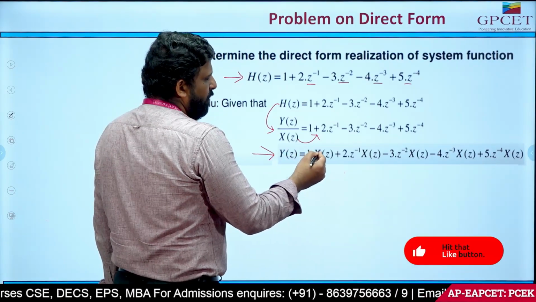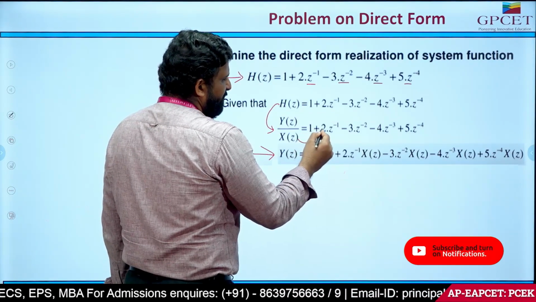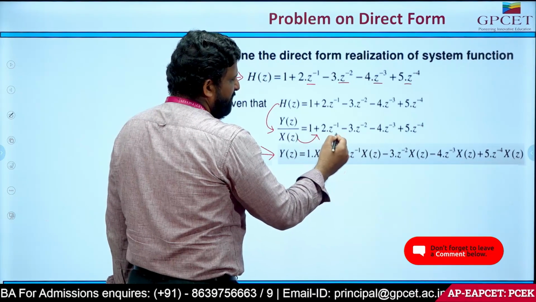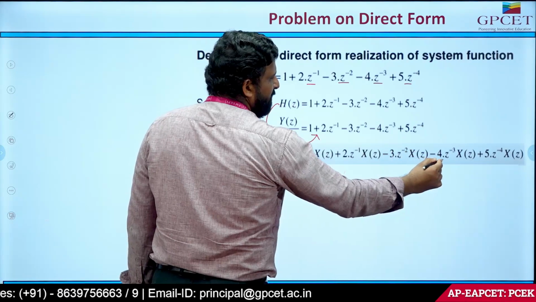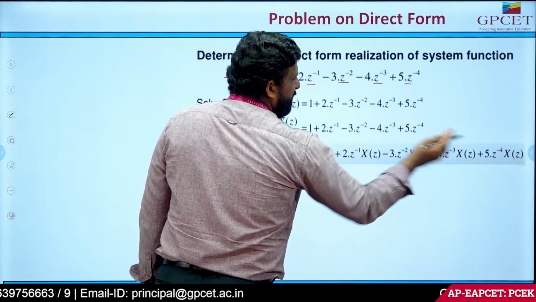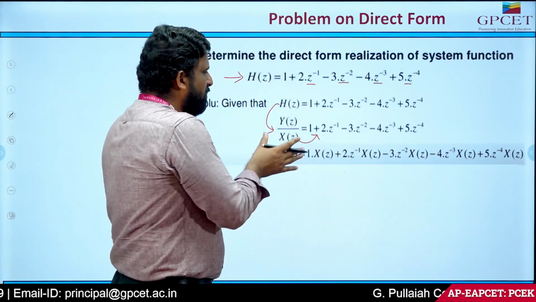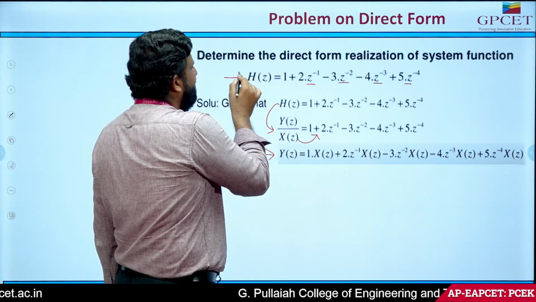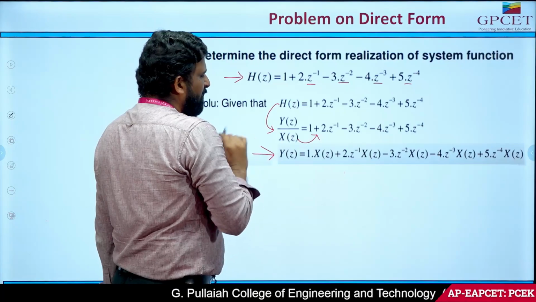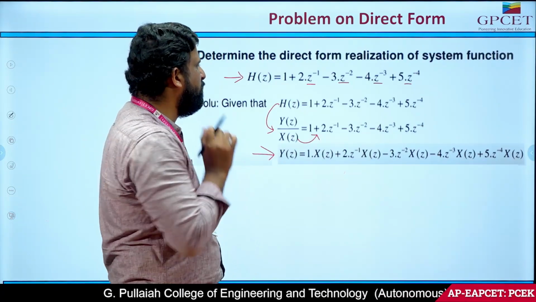So, after doing this small simplification, the finalized equation what I got here is Y of z is equal to 1 into X of z, 2 into z inverse X of z, minus 3 into z power minus 2 X of z, minus 4 into z power minus 3 X of z, plus 5 into z power minus 4 X of z. So, now what happens? We have taken this, converted this H of z into Y of z, the transfer function output Y of z.